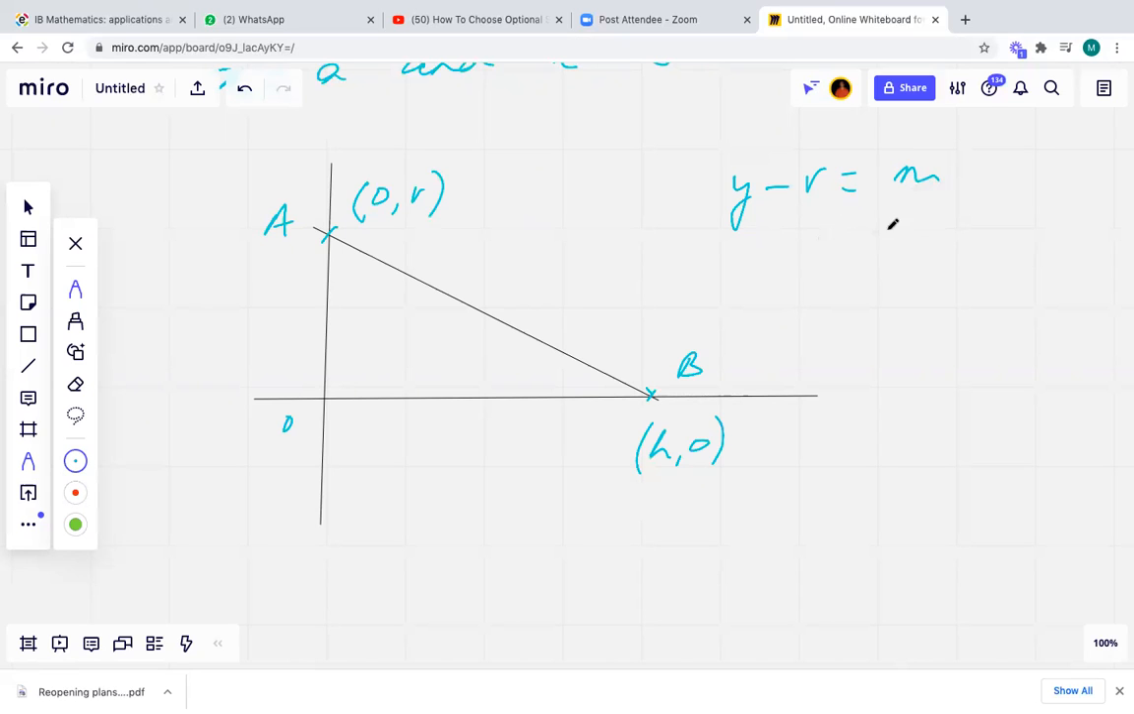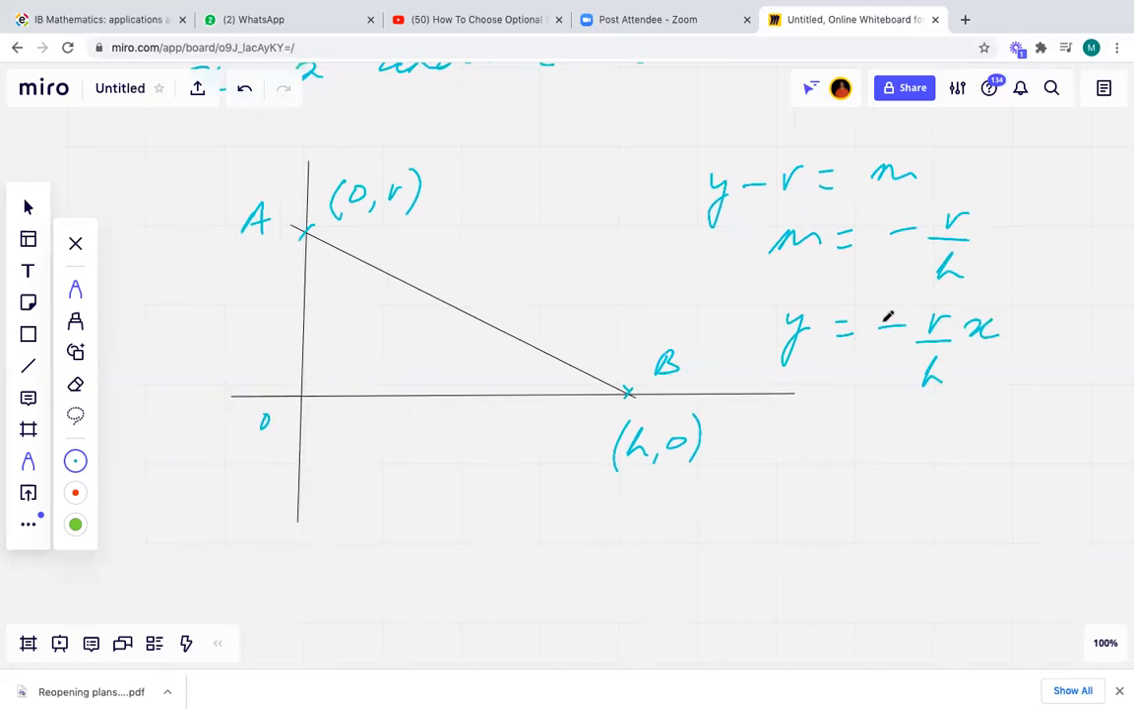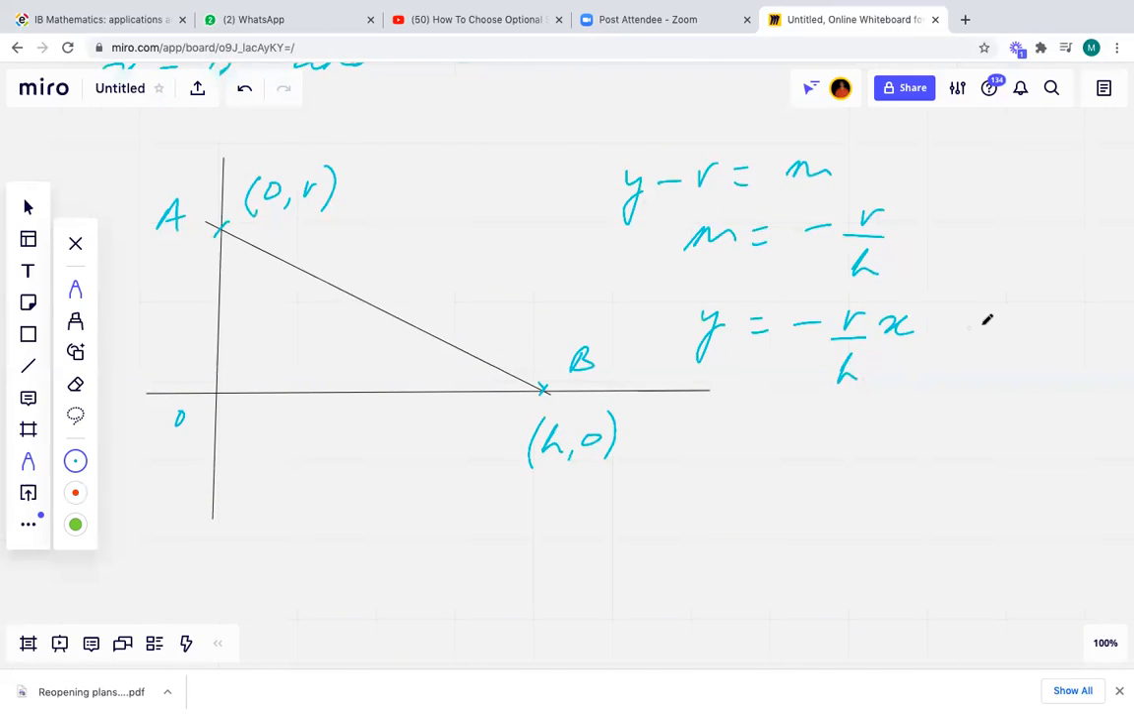I am not writing actually, but I'll write it once. What is the gradient of the line? The gradient here is (0 minus r) by (h minus 0), which is minus r upon h. And so here the equation will be y minus y1 equals minus r by h multiplied by x minus x1.